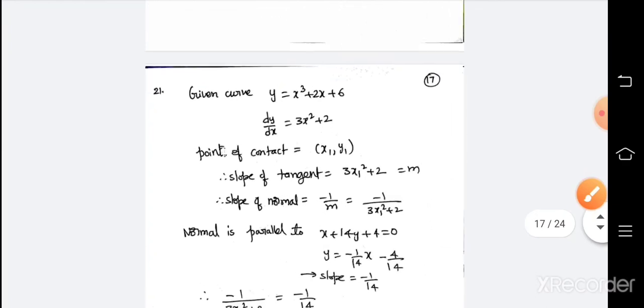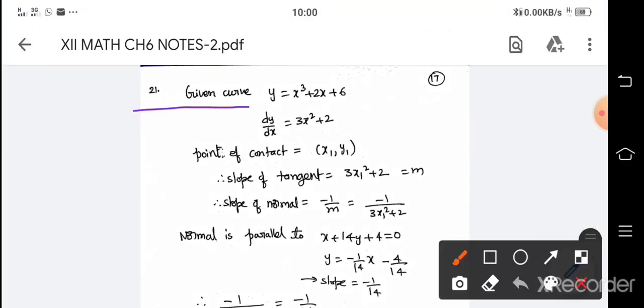Next question. Look at the textbook 21. The given curve is y equal to x cube plus 2x plus 6.